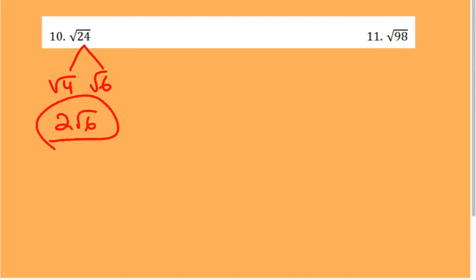So square root of 24, the biggest perfect square that works is going to be 4. So I split that apart into square root of 4 times square root of 6. So it's going to be 2 square root of 6. That's simplified. Thank you for playing.